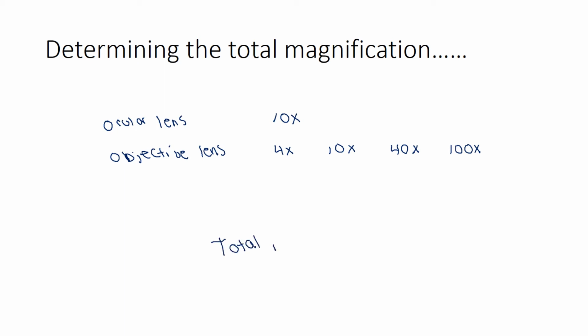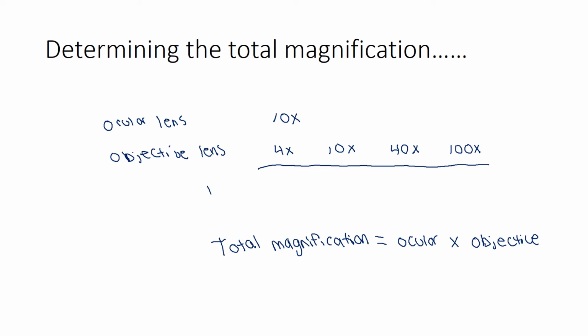So we're going to do this calculation, right? How you determine it is: total magnification is equal to the ocular times the objective. Okay, so if we did this calculation, I'm going to go ahead and just do this right here, and this will be the total magnification. And it's always 10x for the ocular. So you multiply these, right?